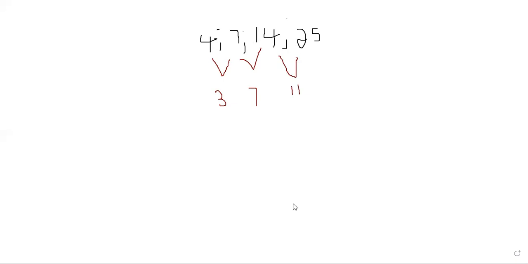So from there, this is your first difference. What is your second difference? 7 minus 3, that is 4. 11 minus 7, that is 4. So we can see that our second difference is constant. It means that this is our quadratic sequence, right? So how do we come about to solve it, to find the nth term or to find the general formula?